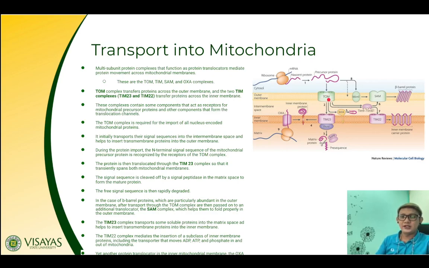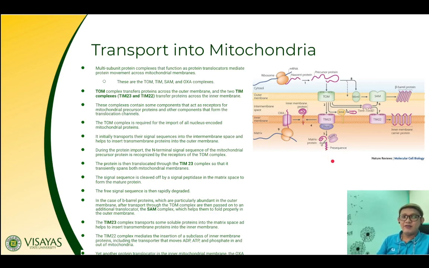The protein is then translocated through the TIM23 complex so that it transiently, so it temporarily, spans both mitochondrial membranes. So the signal sequence is cleaved off by a signal peptidase in the matrix space to form a mature protein. So you have here the cleaving of the signal sequence. The free signal sequence is then rapidly degraded.